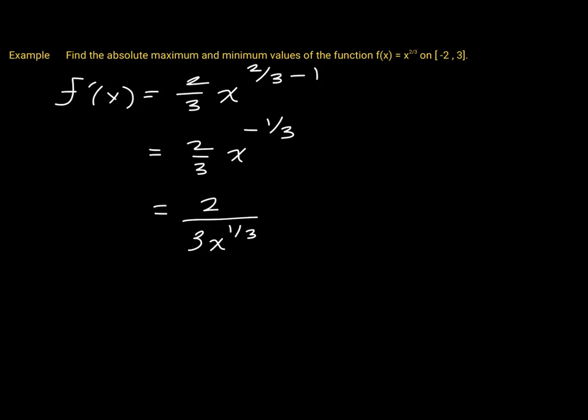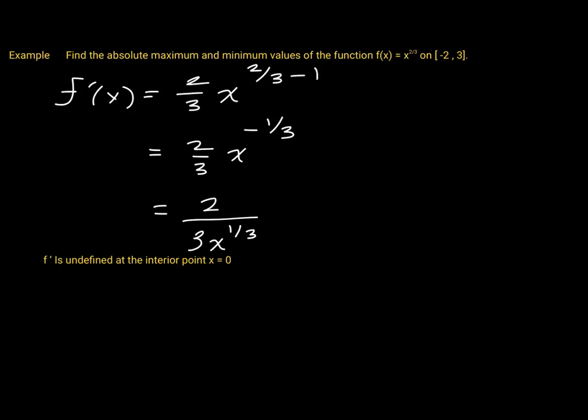Okay, now listen, folks. The critical points are located where the derivative function is equal to 0 and or where the derivative function fails to exist or where it's undefined. This derivative function is undefined if x is equal to 0. Okay, and x equal to 0 is an interior point. So then 0 is a critical point. Now, is this ever 0? Well, this is only 0 when the numerator is 0, but the numerator is fixed at 2. So then this function only has one critical point, and that's at 0.